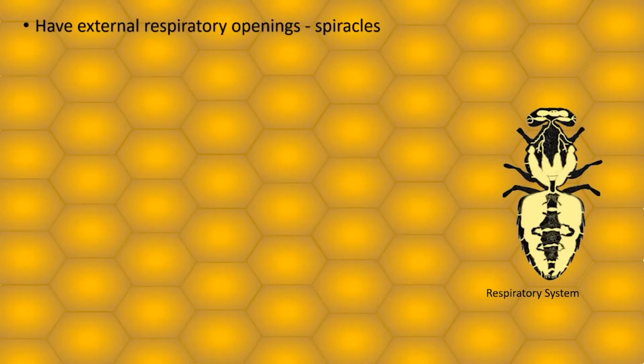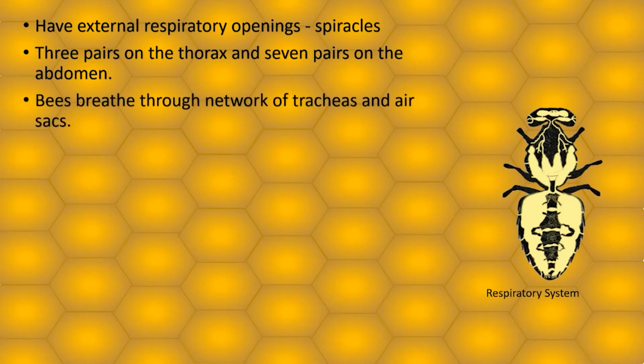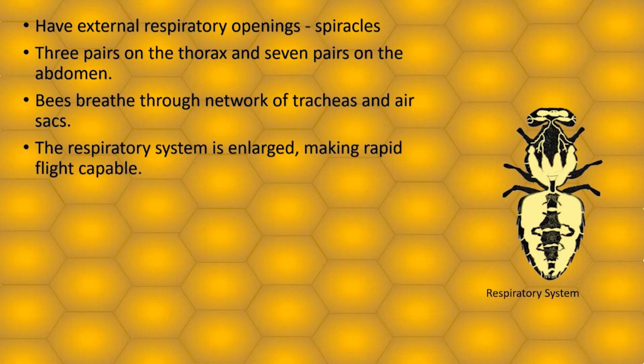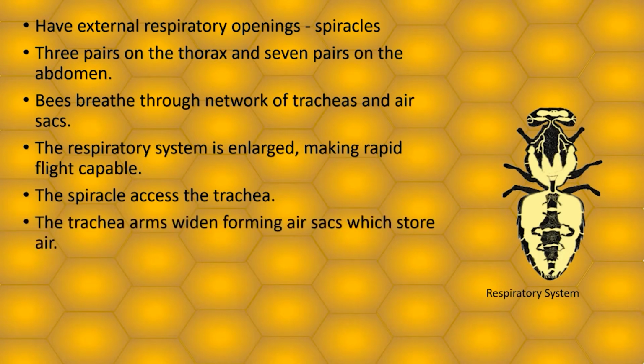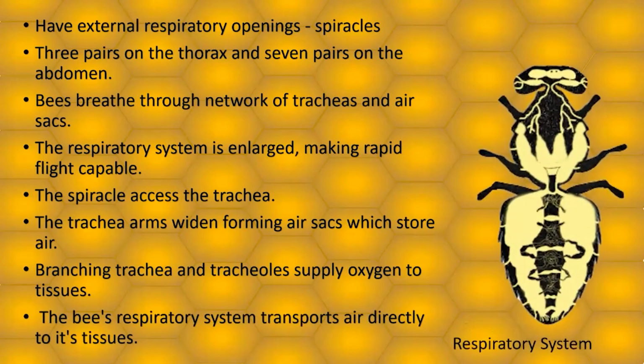Honeybees have external respiratory openings called spiracles, of which 3 pairs are on the thorax and 7 pairs on the abdomen. Bees breathe through a network of tracheae and air sacs. The respiratory system is enlarged, making rapid flight possible. The spiracles access the trachea. The trachea arms widen, forming air sacs which store air. Branching trachea and tracheoles supply oxygen to the tissues. The bee's respiratory system transports air directly to its tissues.